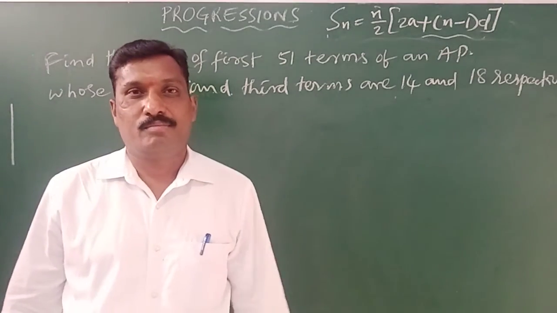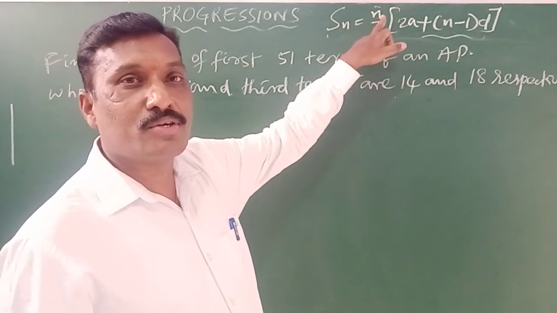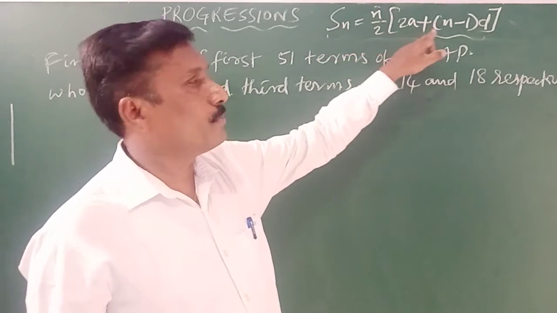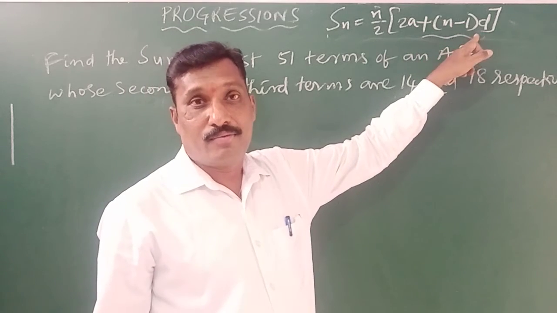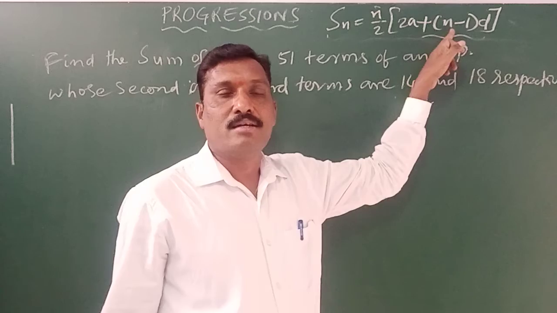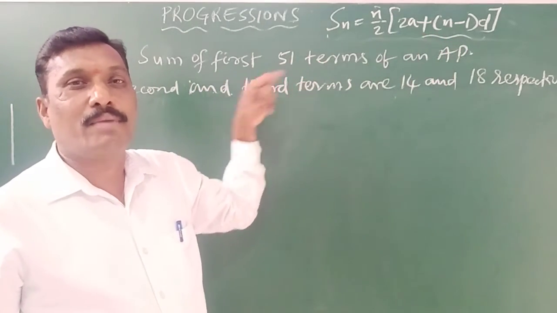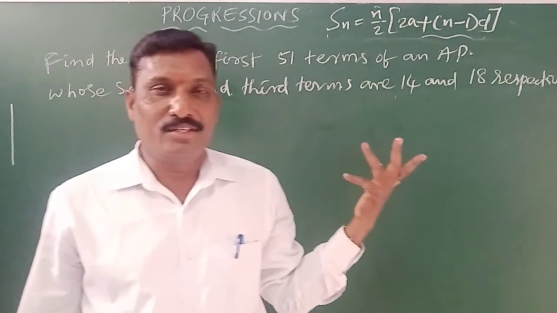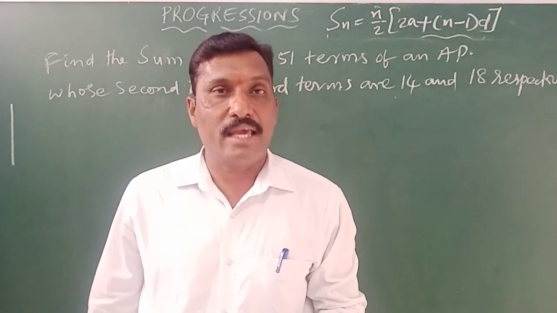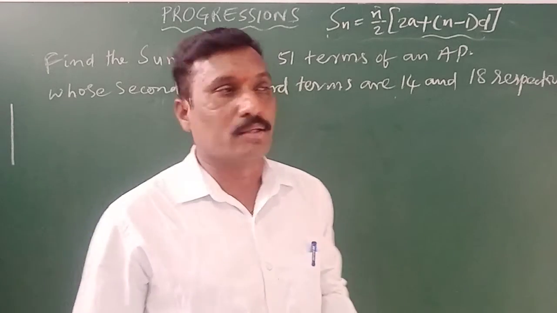49, 18. Generally, we know the formula: sum of the n terms is equal to n by 2 of 2a plus (n minus 1) into d, where a is the first term, d is the common difference, n is the number of terms. Here the number of terms n is given, but a and d are not mentioned. So we have to find a and d first, then we can proceed with the sum of n terms.